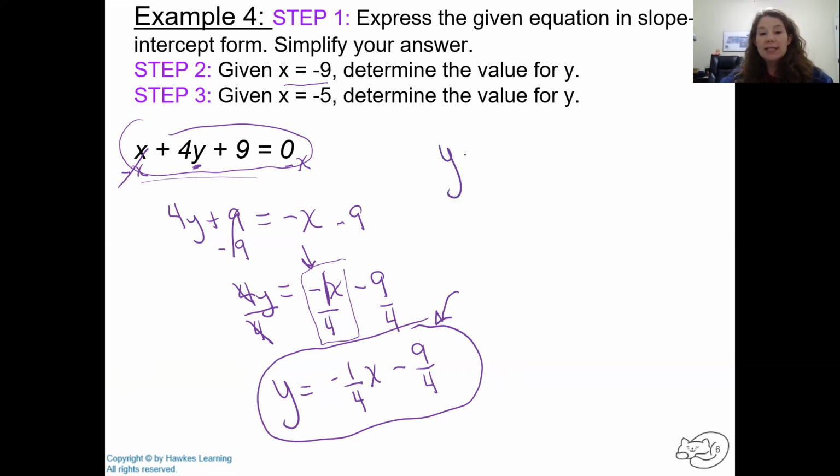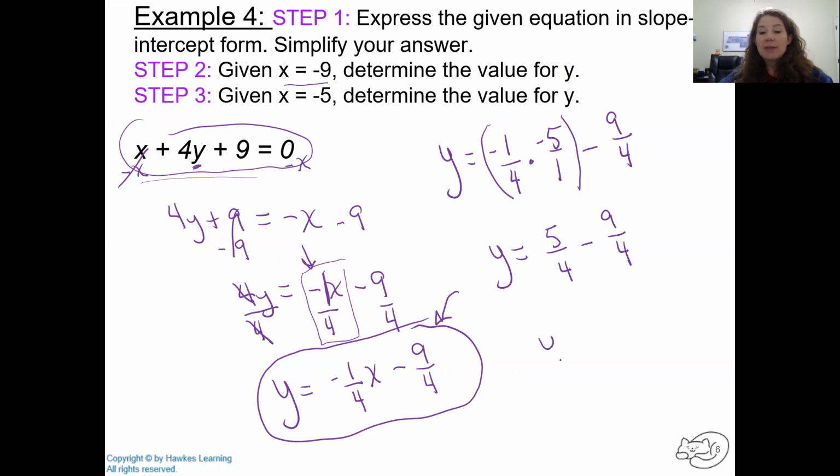So we're going to do y is equal to -1/4 times -5/1 minus 9/4. So this is a multiplication problem. I'm going to multiply straight across. So -1 times -5 is positive 5, and 4 times 1 is 4, minus 9/4. Well, since these already have common denominators, I just get to combine my numerators. 5 minus 9 is -4 over 4, and -4 divided by 4 is -1. So when x equals -5, y equals -1. That's the answer.